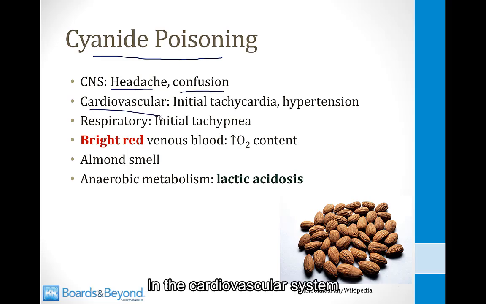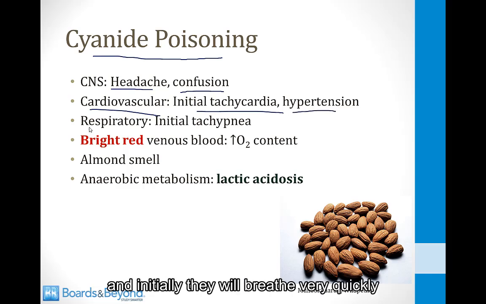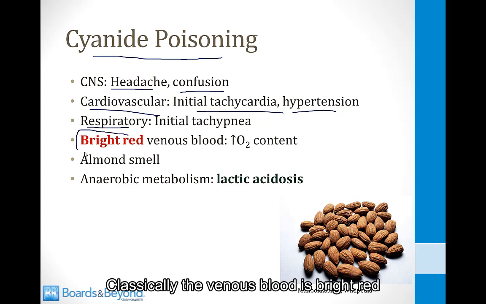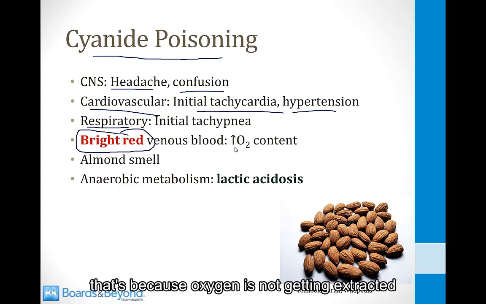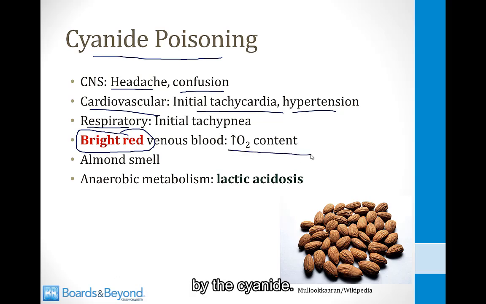In the cardiovascular system, they get tachycardic and hypertensive, although this can progress to shock. And initially they will breathe very quickly, but then they can progress to respiratory shock. Classically, the venous blood is bright red. That's because oxygen is not getting extracted because electron transport is inhibited by the cyanide.